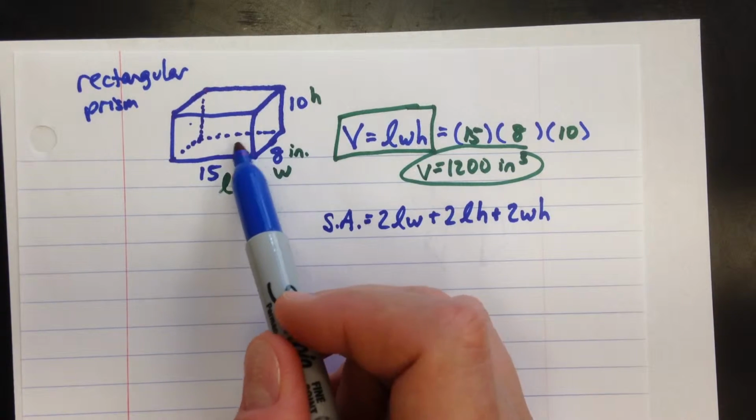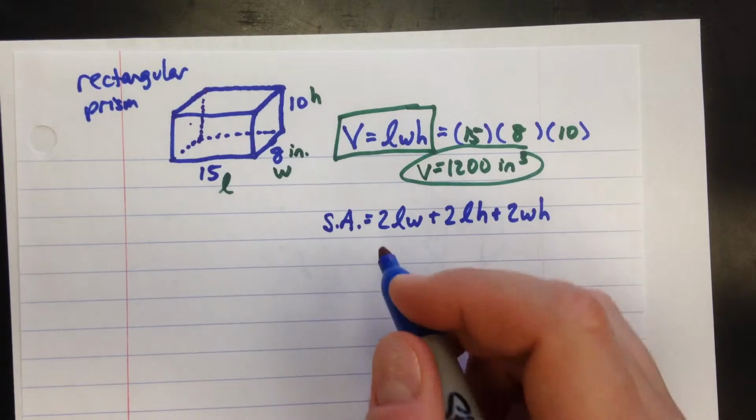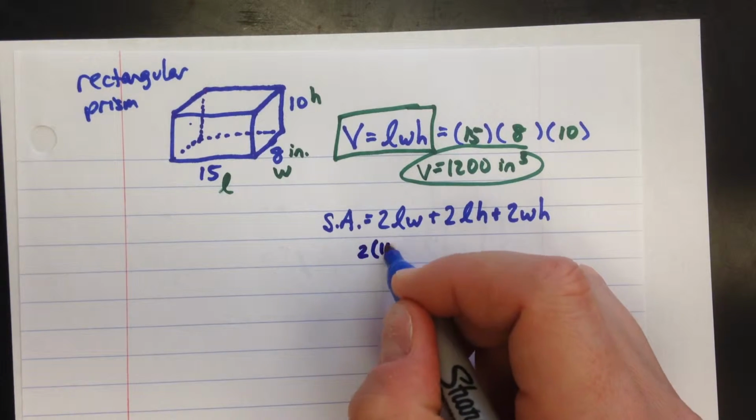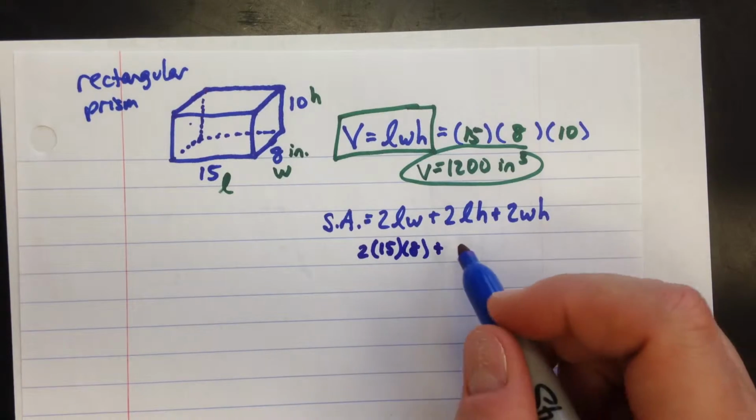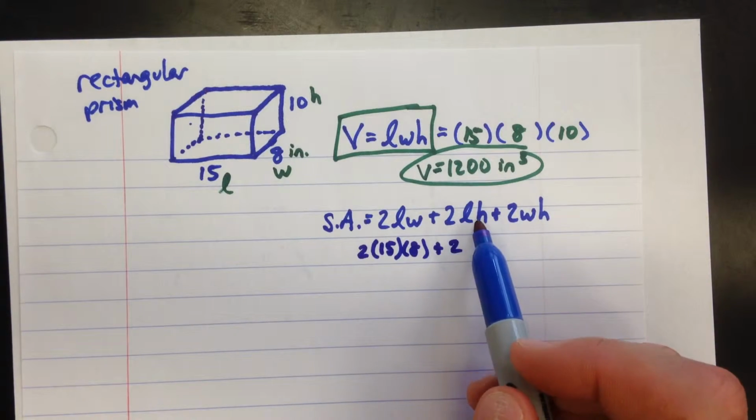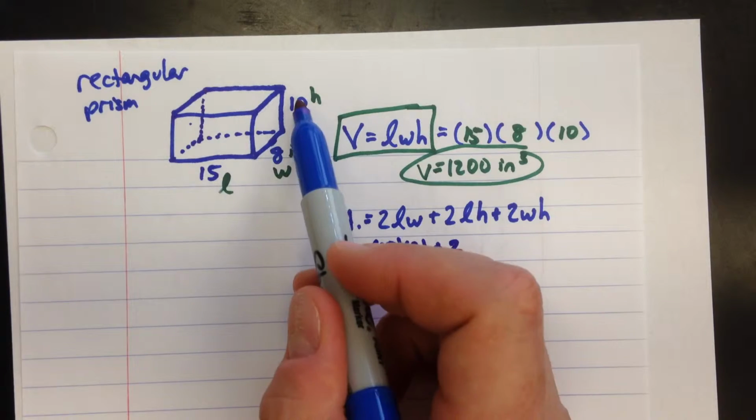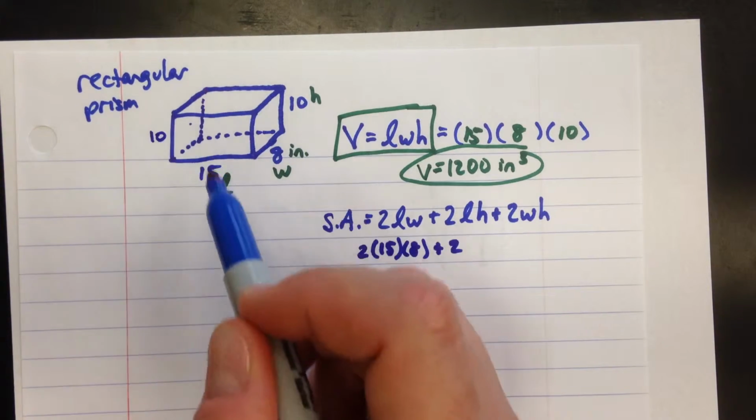Length and width would be the bottom rectangle here. So that would be 2 times 15 times 8 plus 2 times length times height. Length is 15, the height is 10. So that means that's also 10.